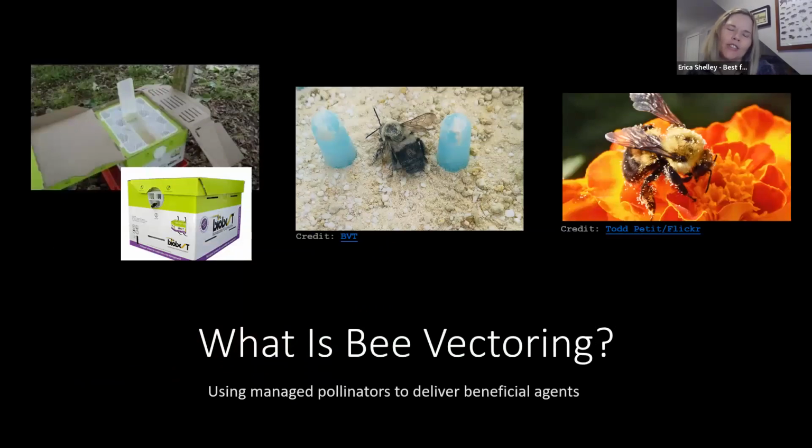Now, bee vectoring is actually a super simple concept. The idea is that a bee walks through a powder and that powder sticks on that bee. And then that bee goes on its normal pollination visits from flower to flower to flower. And as it visits, it leaves little traces of that powder behind.